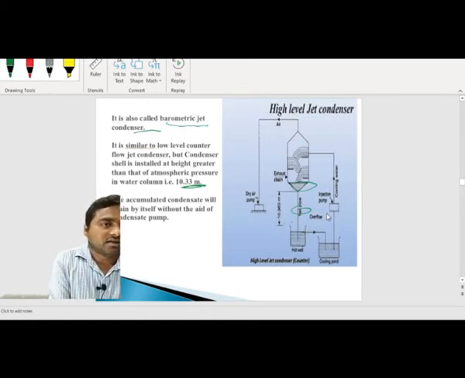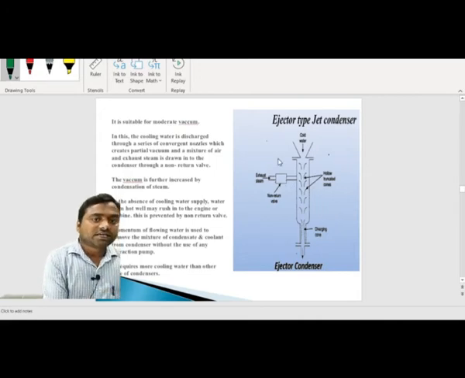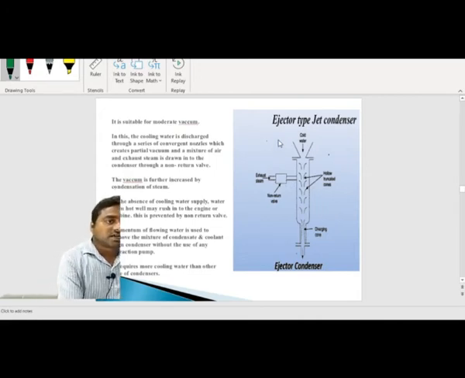Okay, the next one, the ejector type of condenser. The ejector type of condenser can create a somewhat higher vacuum than those.